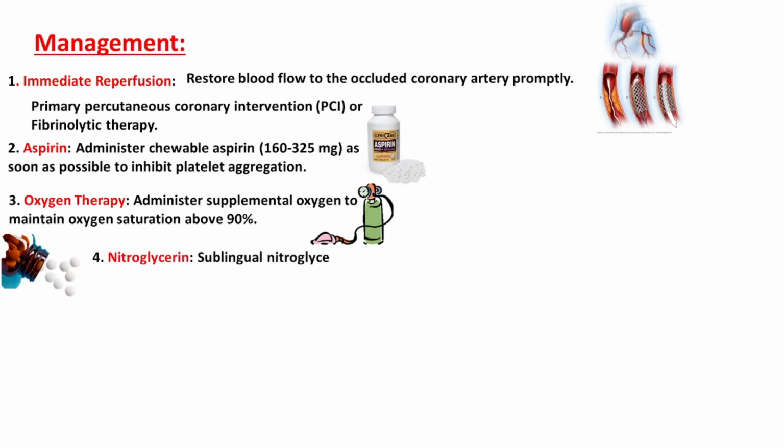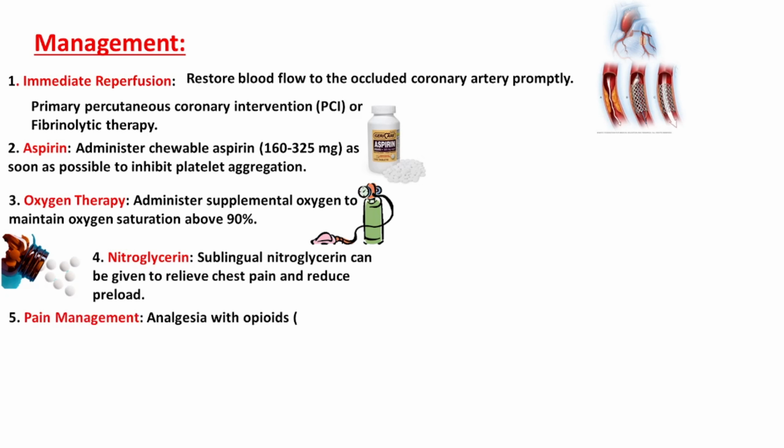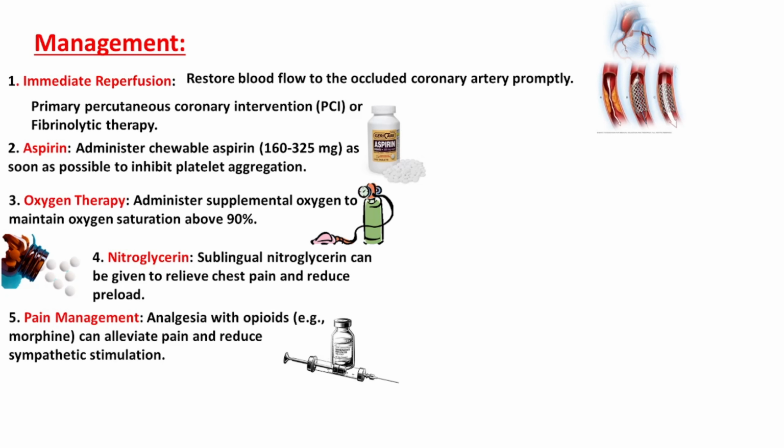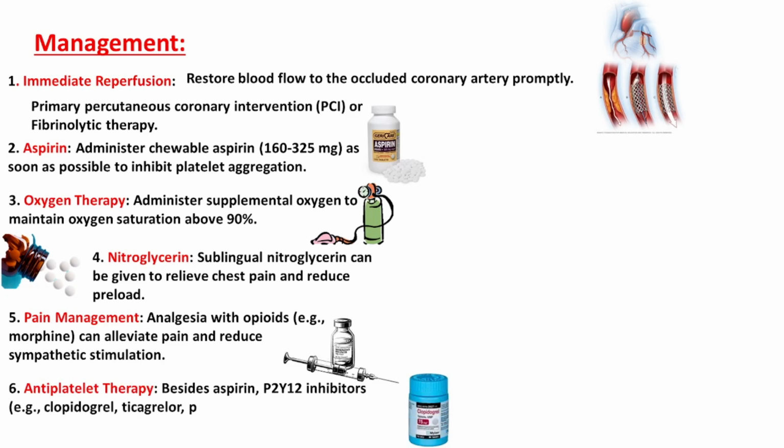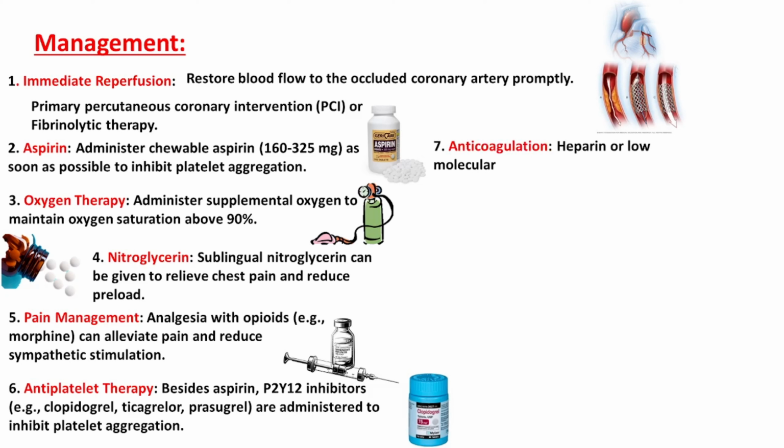Nitroglycerin. Sublingual nitroglycerin can be given to relieve chest pain and reduce preload. Pain management. Analgesia with opioids like morphine can alleviate pain and reduce sympathetic stimulation. Antiplatelet therapy. Besides aspirin, P2Y12 inhibitors like clopidogrel, ticagrelor, prasugrel are administered to inhibit platelet aggregation. Anticoagulation. Heparin or low molecular weight heparin is used to prevent thrombus formation.